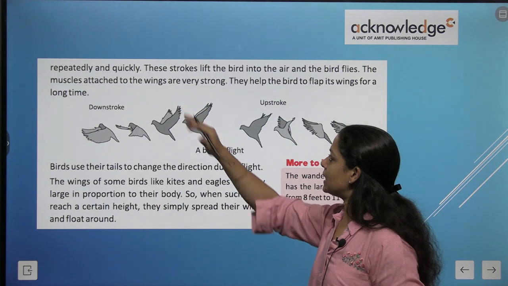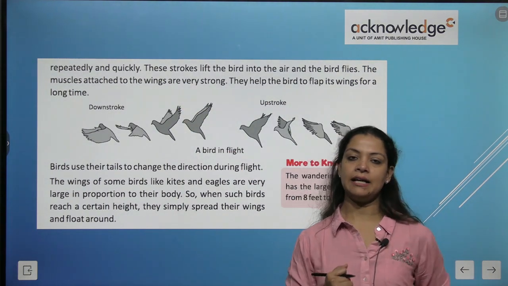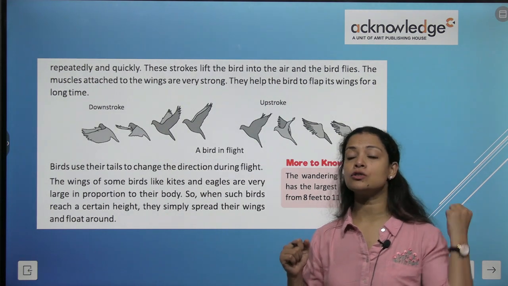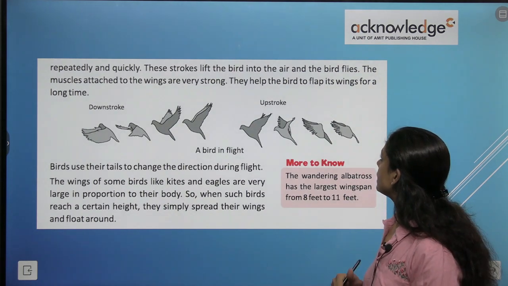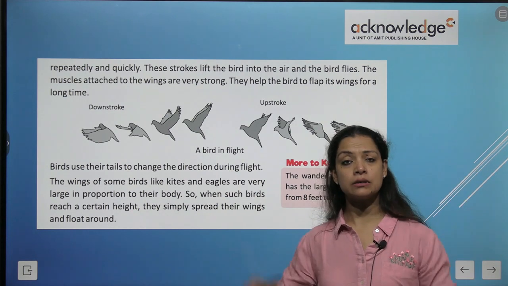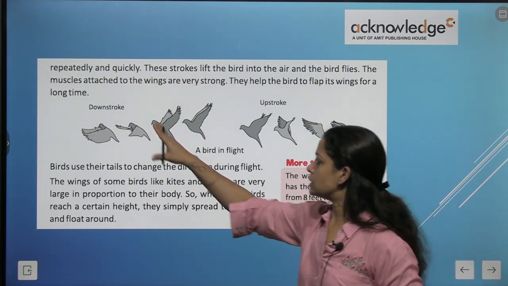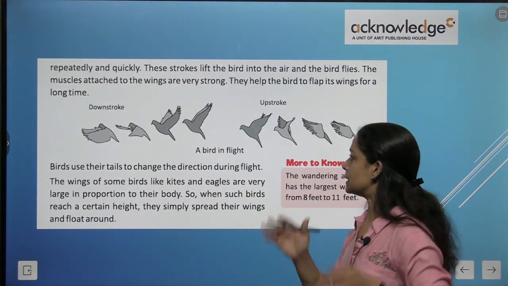The muscles attached to the wings are very strong. Now they have a hollow bone structure, they have light body, but इनके जो muscles हैं वो बहुत strong होते हैं because to these muscles the feathers are attached. Now they help the birds to fly its wings for a longer period of time. Continuously इस तरह से exercise करते रहते हैं, flap करते हैं अपने wings को. So this is downstroke like this. This is upstroke like this.